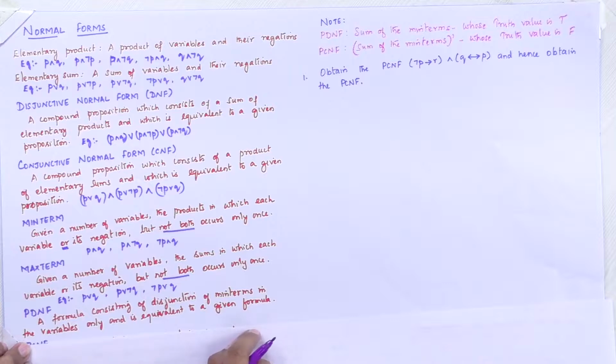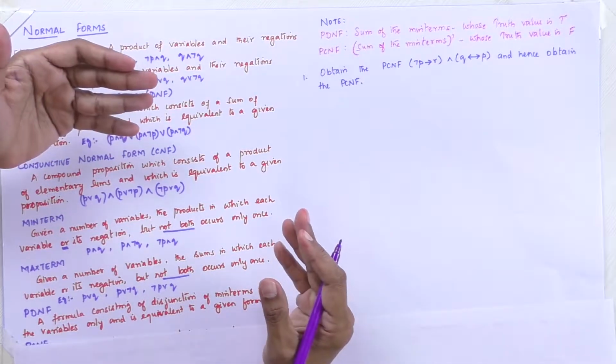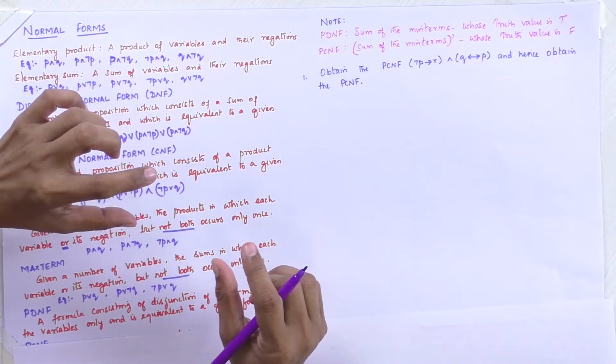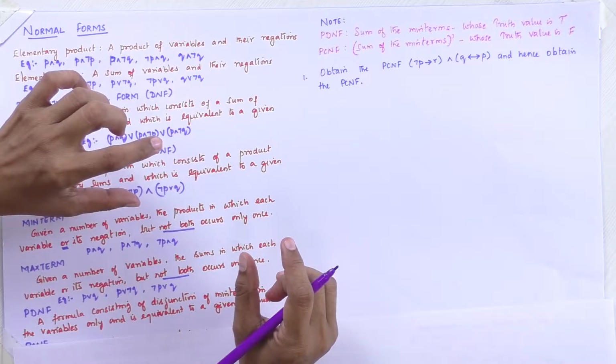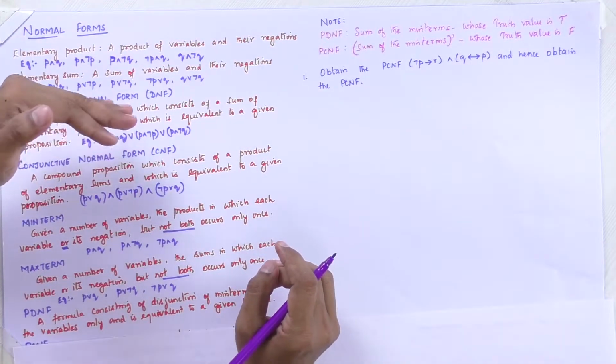So what do you mean by a given formula? Suppose you have three variables in the given statement, then in the resultant principal disjunctive normal form, each and every term should contain all the variables. That is what they mean here.